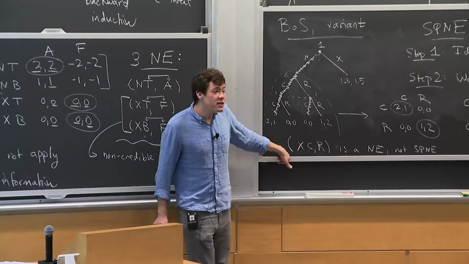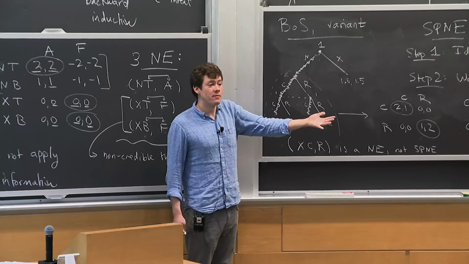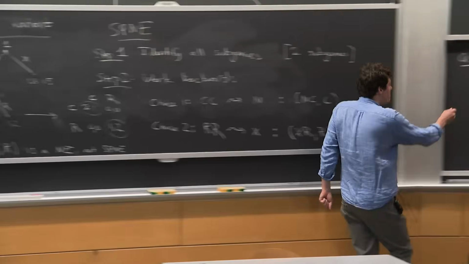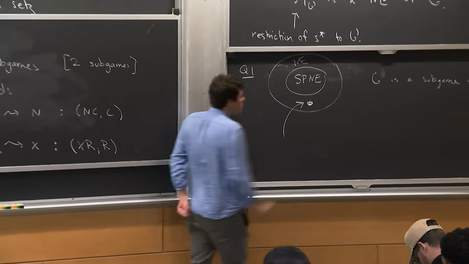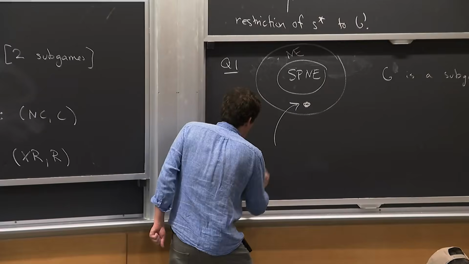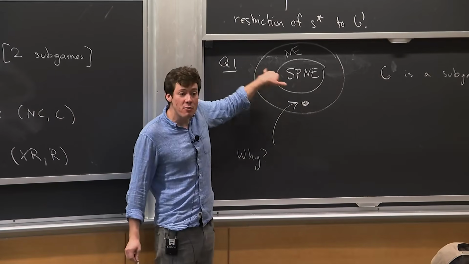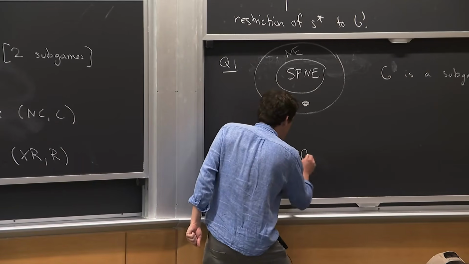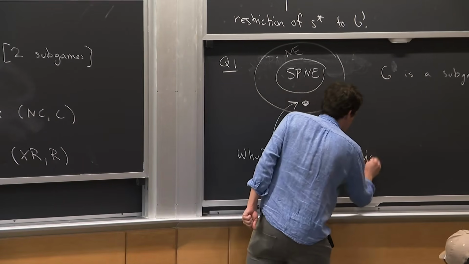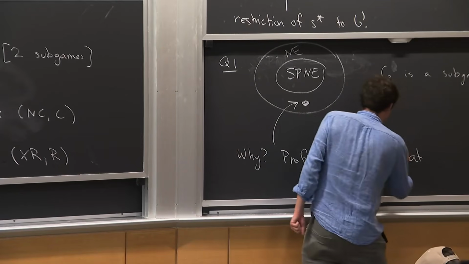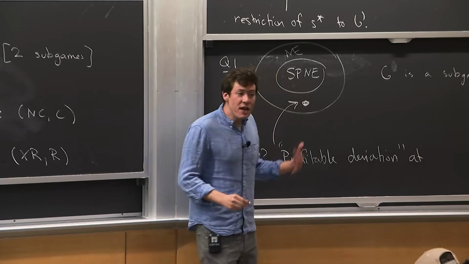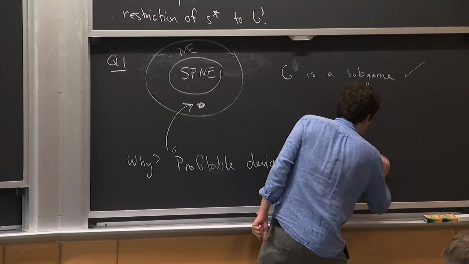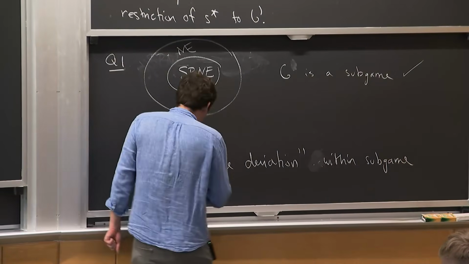So what's going on is there are profitable deviations in subgames that are not reached, right? So why? Maybe I'll make the more general point. When we're at a point here, what's going on? How can we have a strategy profile that's a Nash equilibrium but not a subgame-perfect Nash equilibrium? What must be the case is that there must be a profitable deviation, and we have to be precise about what that means. Profitable deviation within the subgame that is not reached.